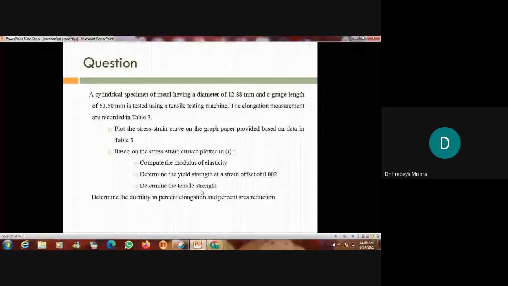Determine the tensile stress. Determine the ductility in the percentage elongation and percentage area reduction. So these data you get from the tensile test by the stress strain diagram. And there is a table. See, here is a table.